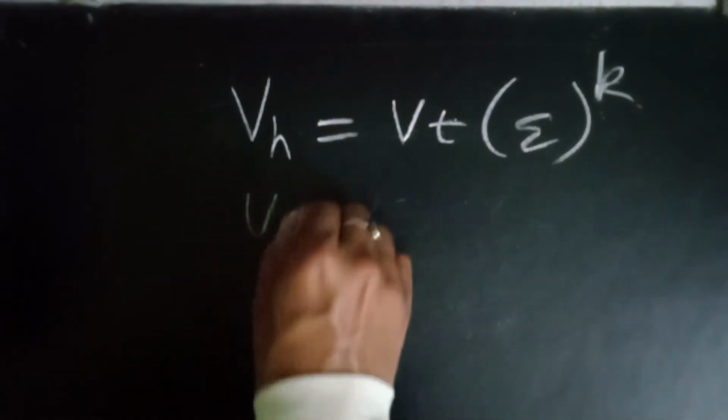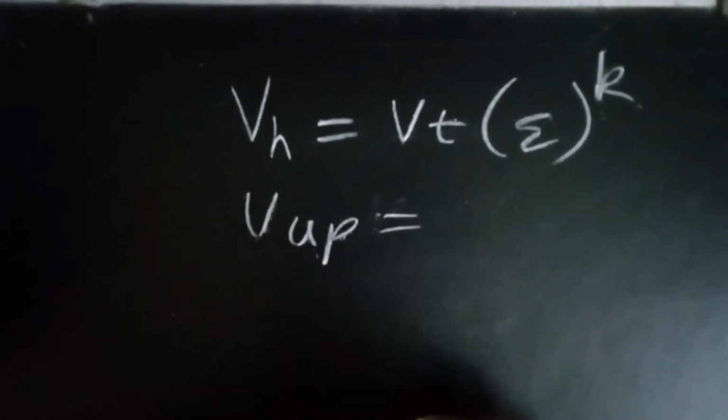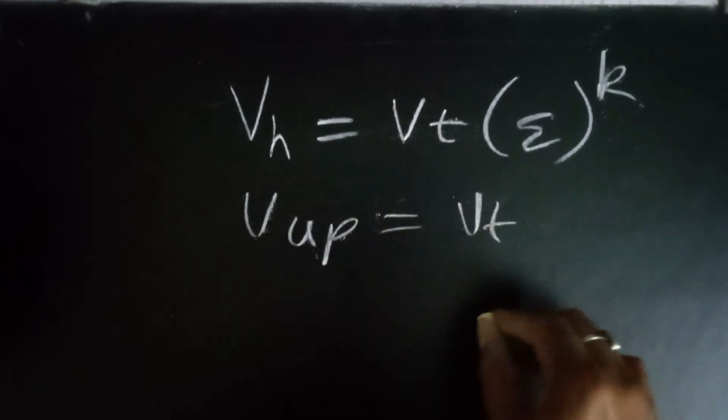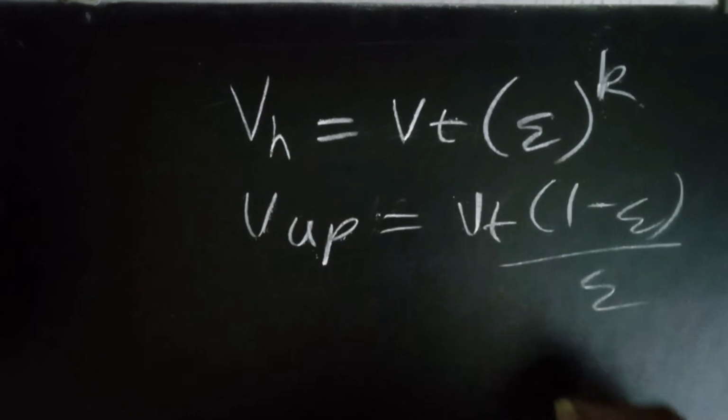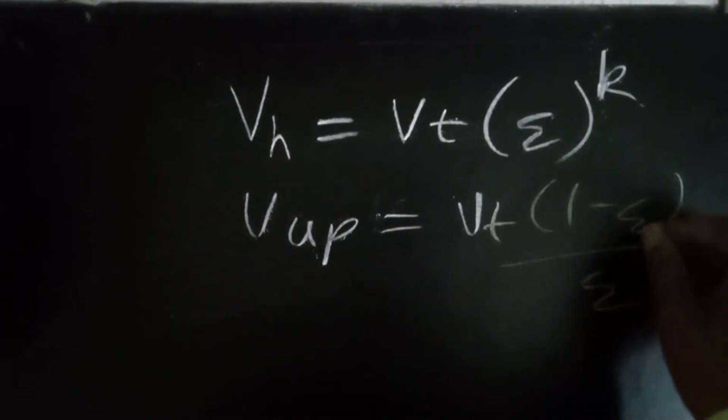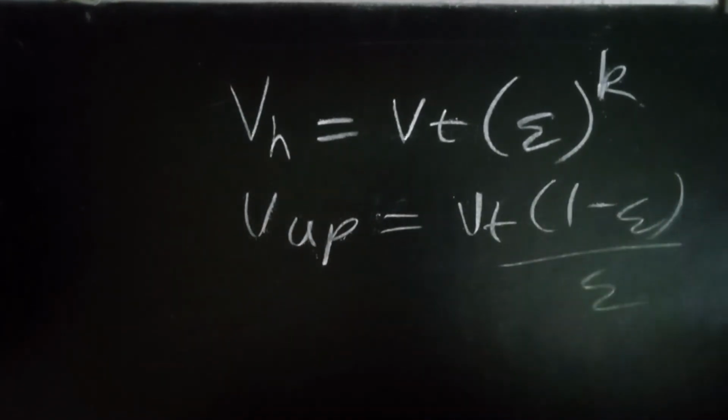And next formula is V of up, going up, the velocity going up, that is Vt (1 minus epsilon) by epsilon. Epsilon is the void age or the particle porosity.